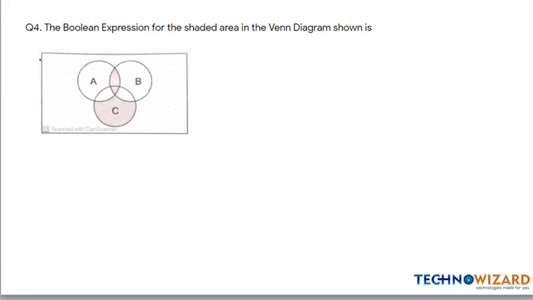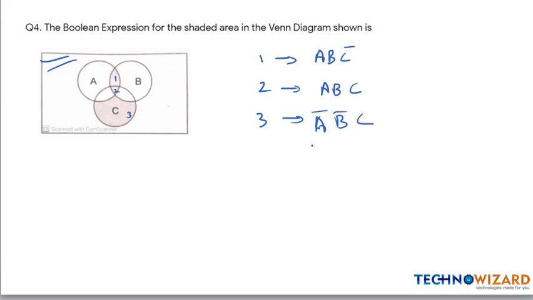This is the Venn diagram. We have to find the Boolean expression of the shaded area. I am marking the shaded areas as 1, 2, 3. For shaded area 1, we don't have C, so we can write A, B, C bar. In 2, we have all the 3, A, B, C. In 3rd, we have C, but don't have A and B, then A bar, B bar, C.